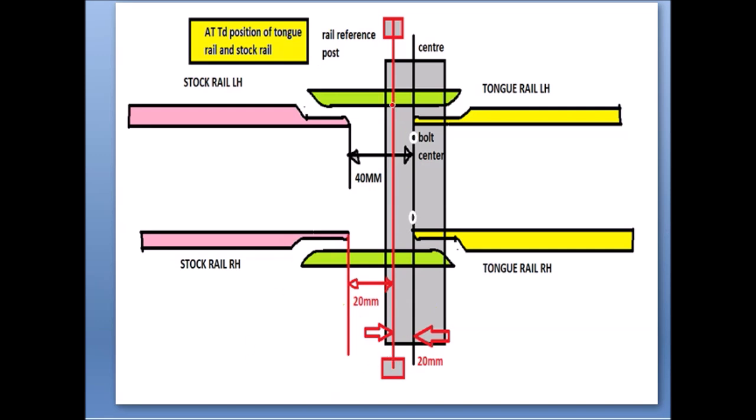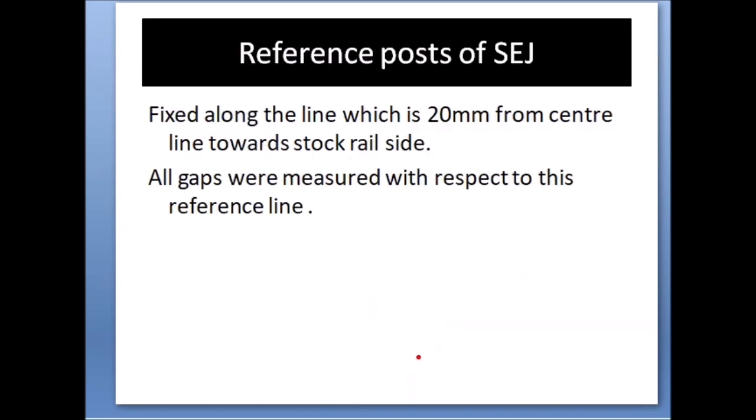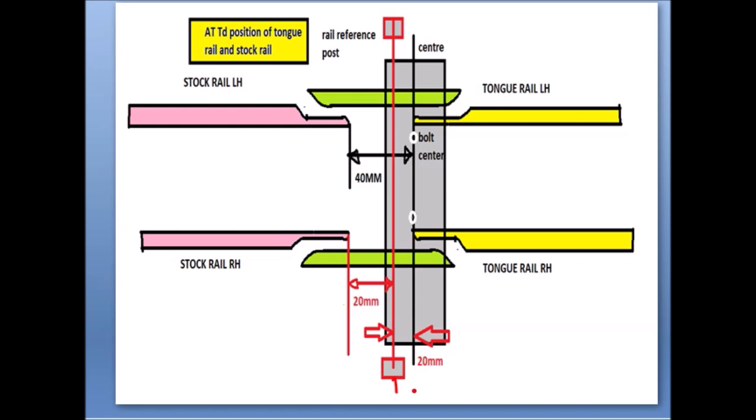So what we will do, we have our reference post, reference pillar, which is at 20 mm from the center line. This is fixed, right? So what is this reference pillar? You can see these are rail pegs, fixed along the line 20 mm from the center line towards the stock rail side, and all kinds of gaps of the tongue rail were measured with respect to this reference line only, right? So now what we will do, from the reference post we will measure what is the distance of the tongue rail tip.